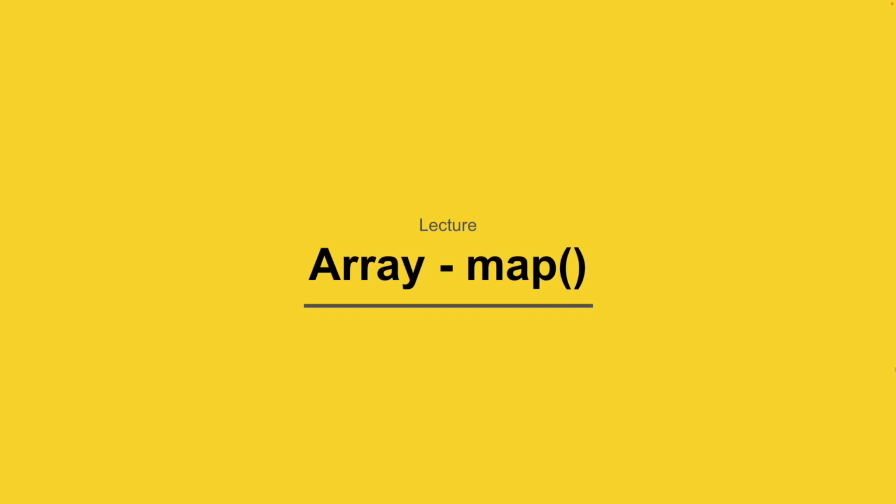Let's talk about the map method inside array. Map method is a method inside array instance which populates a new array out of an existing array by performing a callback function on each of its element. Let's see with a quick example.